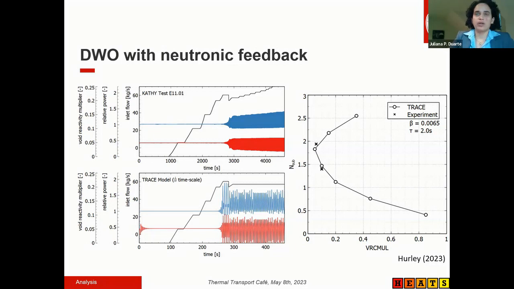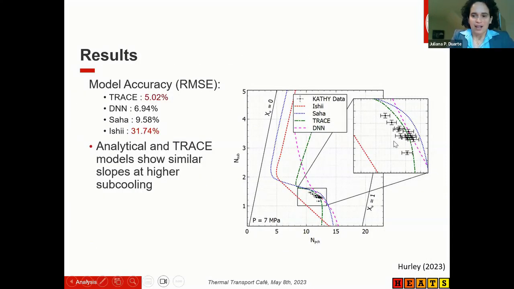But again, we are not predicting the power, so we don't have the phase change number here. Since the average power is kept constant, we are actually predicting what is this void multiplier that leads to the instability condition. So it's a little bit different, very different than the data that I showed before, which was only without the neutronic feedback. The general results are shown here.